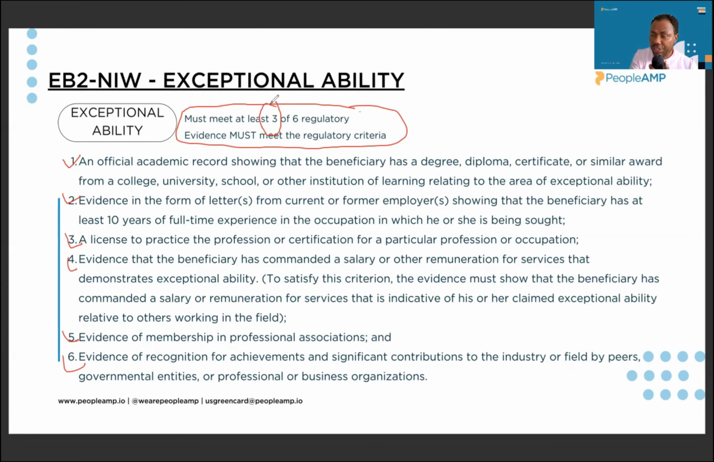So which means in your application, the moment you can prove exceptional ability, you don't need anymore to prove an advanced degree or a bachelor's degree plus 5 years of work experience. I'm sure this really makes sense, and it's actually good news for several people, or maybe you have individuals who have done well for themselves, but they don't have an advanced degree.